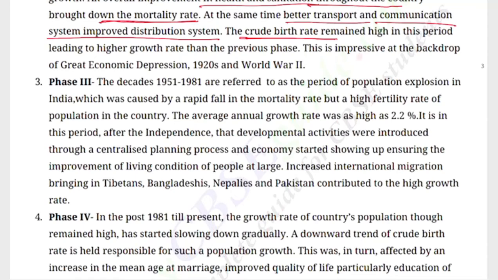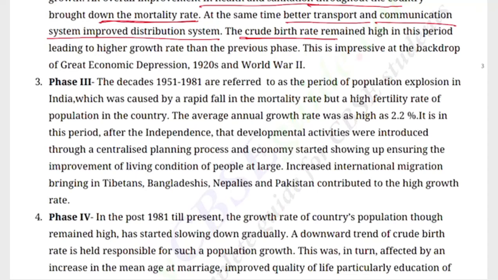The average annual growth was as high as 2.2%, meaning every year 2.2 people were added per 100 people. It was the annual growth rate. It is in this period after the independence that the developmental activities were introduced through the centralized planning process.